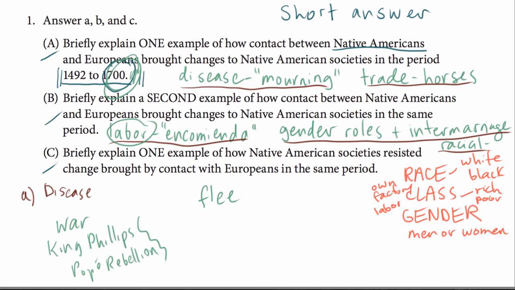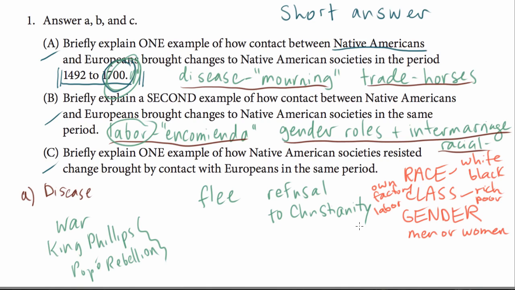You could also talk about some cultural resistance to European ways. For example, refusal to convert to Christianity. Many Native Americans were targeted by missionaries who were coming to the New World specifically to convert Native Americans to Christianity, along with getting very wealthy, of course. But in many cases, Native Americans outright refused to convert to Christianity, or they may have incorporated Christianity into their own previous beliefs. So any of these are good options.